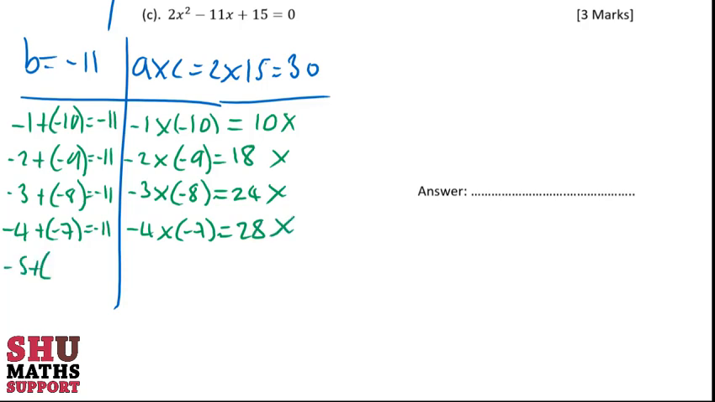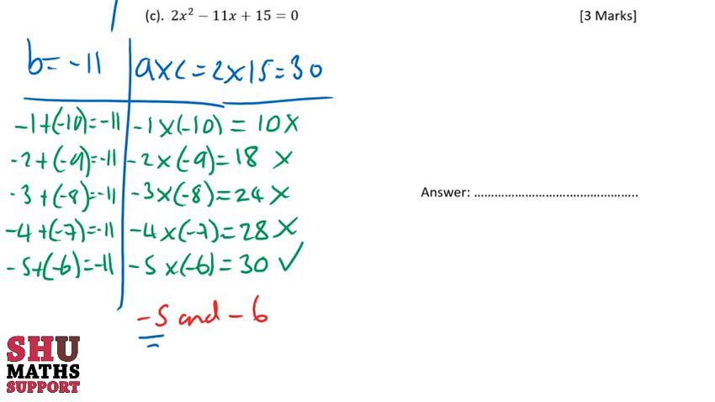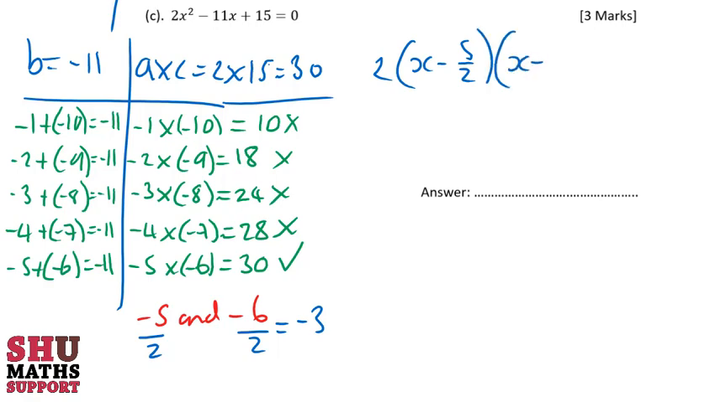And minus 5 plus minus 6 is equal to minus 11. And minus 5 times minus 6 is equal to positive 30. So that's the one we want. So we've got minus 5 and minus 6. But since a is greater than 1, we need to do minus 5 divided by 2. And we need to do minus 6 divided by 2, which equals minus 3. So we can sort our brackets out. We've got 2 times x minus 5 over 2 times x minus 3 equals 0.